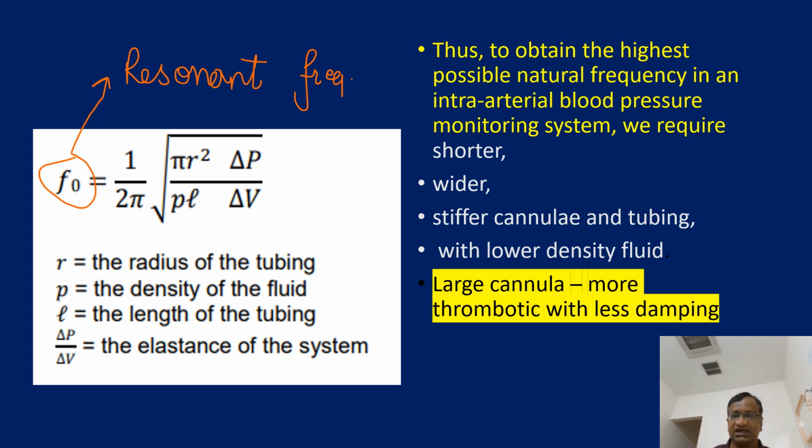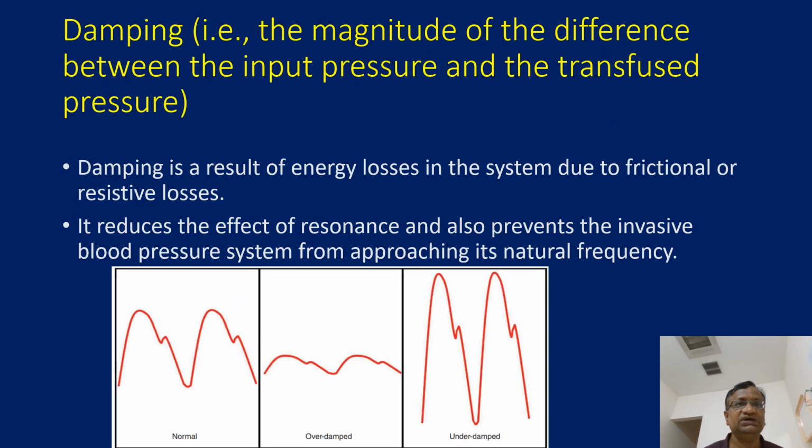If you have a long, narrow tube, then your frequency will be close. That is what we don't want. This is the problem. So you have to have a short, wider tube inside the arterial system. You have to have the PMO line, not an extension wire.